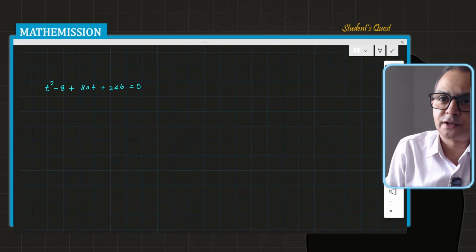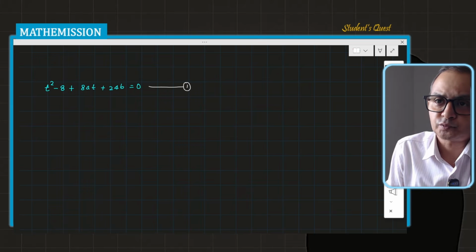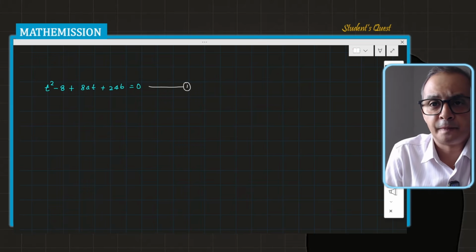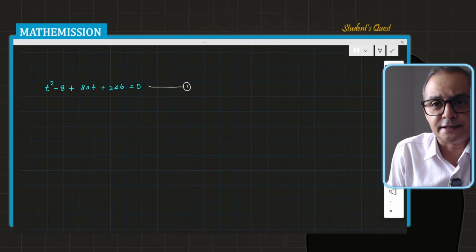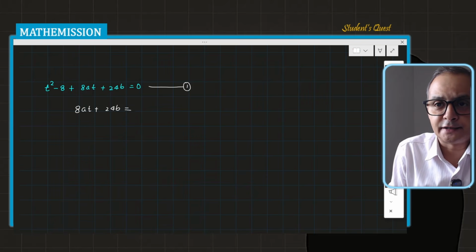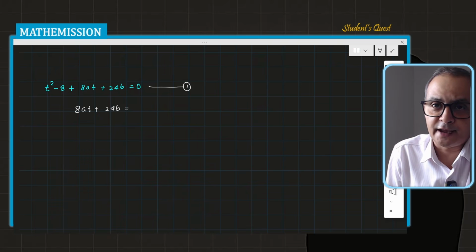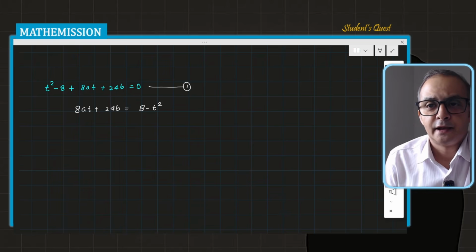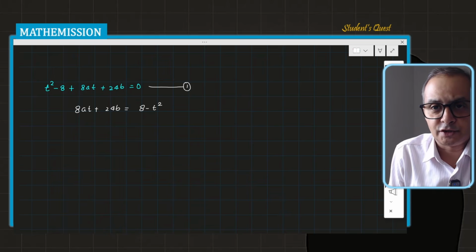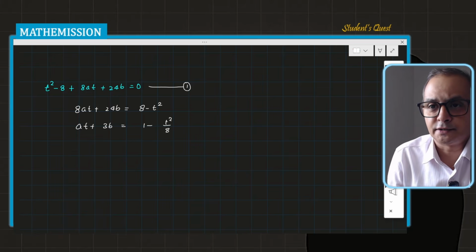This was the setup we already have. From there, what can we think that is better? Let's write 8at as it is, and 24b as it is on the left hand side, and send the 8 minus t square to the right, and divide the entire equation by 8. So what we get here is at plus 3b is equal to 1 minus t square by 8.